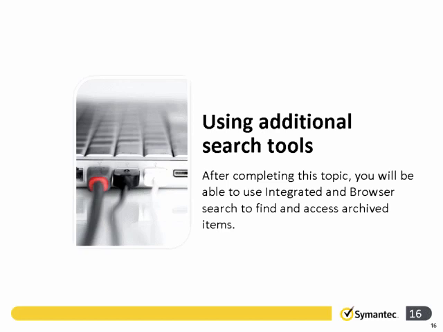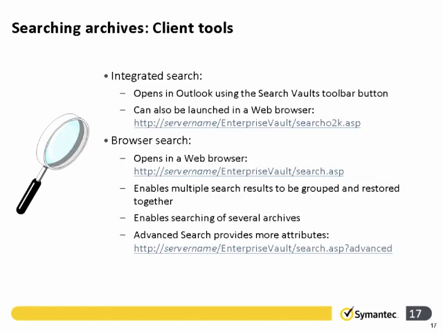So let's move on to some additional search tools that are going to be available. We're going to look at the integrated and browser search and see how they can be used to help us find items. The integrated search opens within Outlook, and you can do it by clicking on the Search Vaults toolbar button. We're also launching it from the menu. You can open it manually from within a web browser by going to the Enterprise Vault web application, and going to search o2k.asp, the active server page. The browser search itself opens in a web browser, and from the integrated search, we will see that there is a link to the browser search.